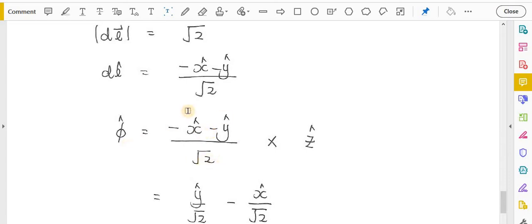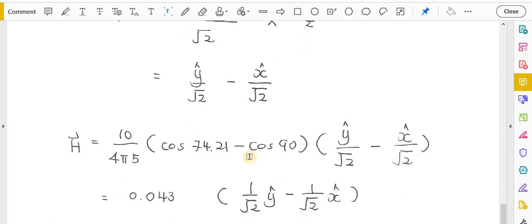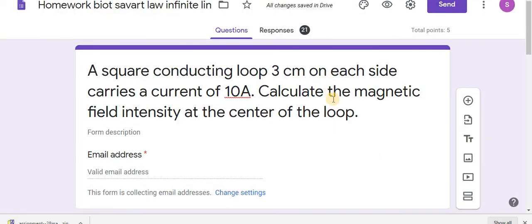So the unit vector phi will be dl cross product with the unit vector r. Okay, so negative x, z you get positive y, negative y, z you get negative x. So this is your unit vector phi. So you plug into your final equation, and finally you can get this answer as the answer for side 3.